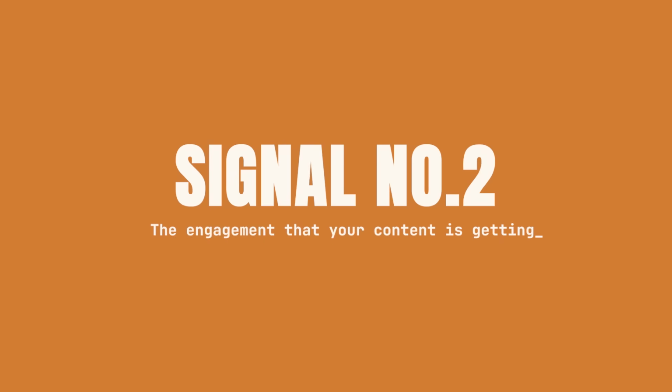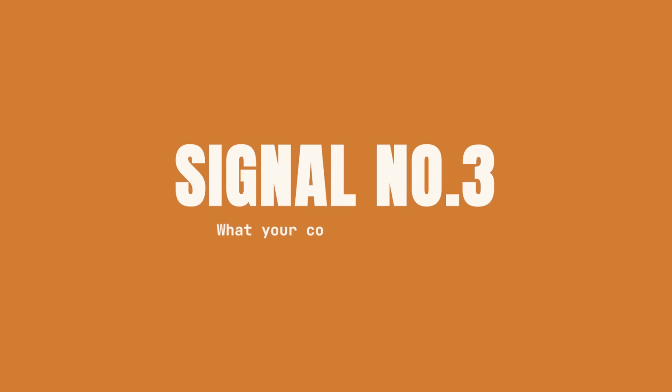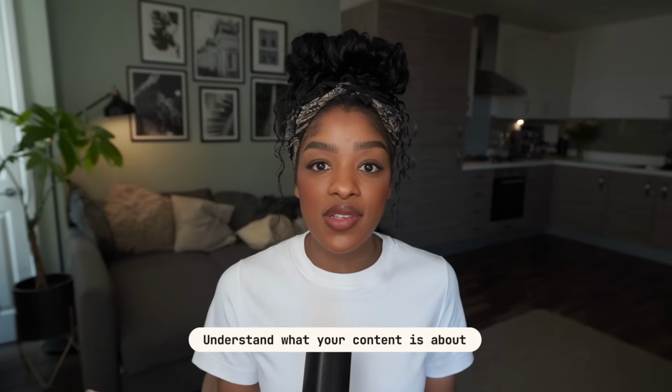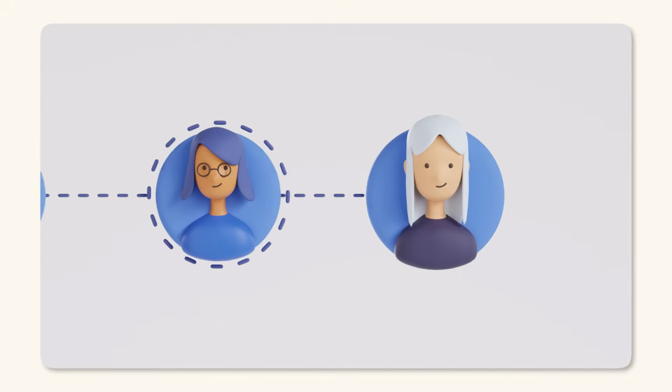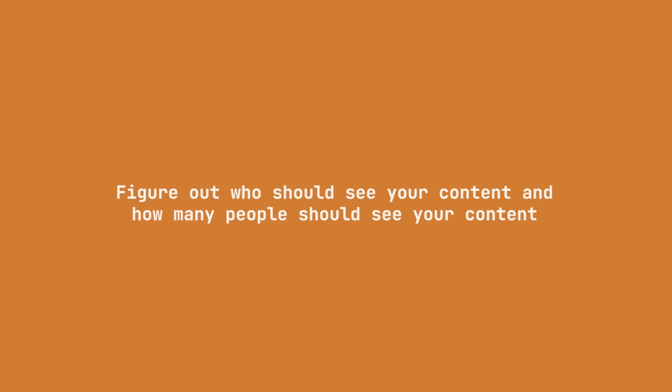Some of the signals are also going to look at things like the engagement that your content received. So did people watch your video, for example, for a long amount of time? Did they engage with it? Did they share it, etc., etc.? Another important signal is what your content is actually about. Instagram's going to try its best to understand what your content is about and therefore share it with people who might be interested in that piece of content. Think of it like a matchmaking exercise, right? It's not just trying to distribute content out to anyone. It's trying to distribute it out to people who will actually be interested in it. So Instagram's algorithms use all of those signals plus a few more to try and figure out who should see your content and how many people should see your content, right?